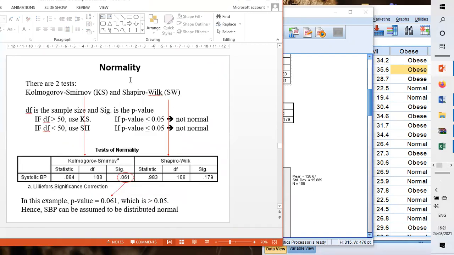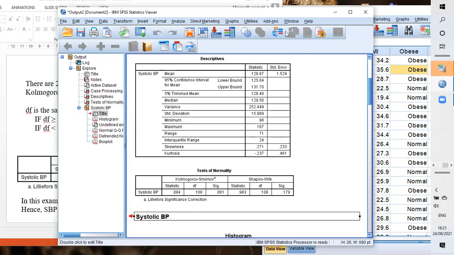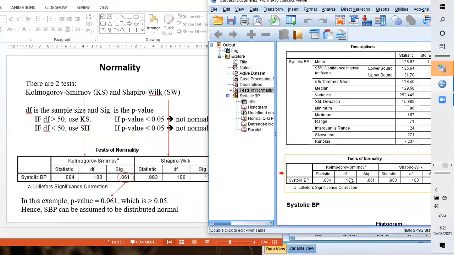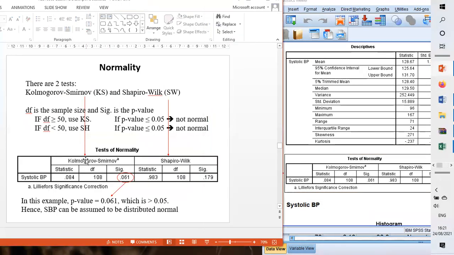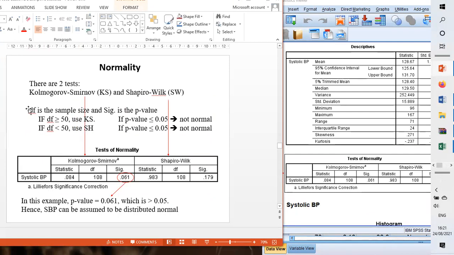Okay, this is a test of normality. There are two tests here. Look at this table here. There are two tests, Kolmogorov-Smirnov or Shapiro-Wilk. So which test you use depends on sample size. The df here is the sample size. Here it is 108. If the df is more than 50, we call it a large sample, use KS.